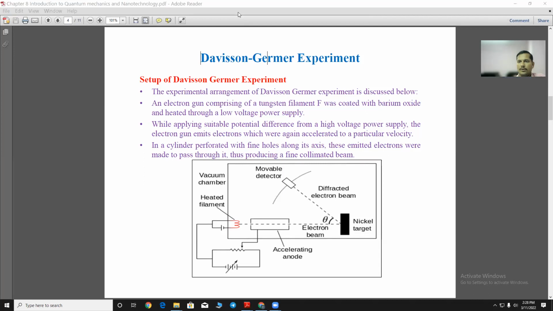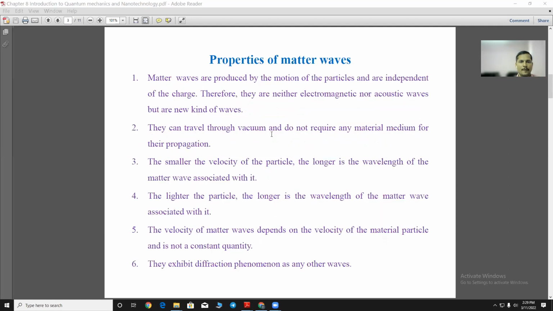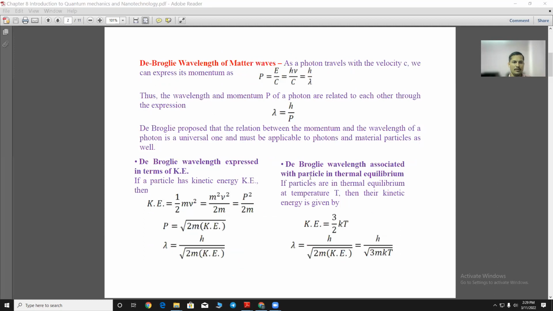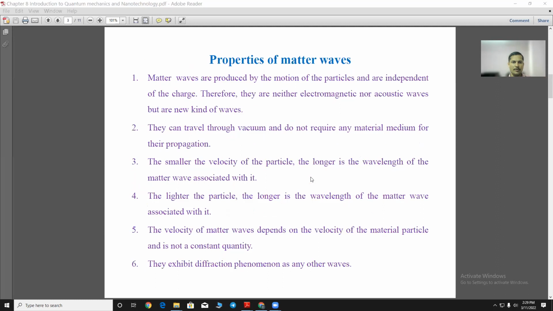So today we have to continue the previous point what we have started. So just let me revise what we have discussed. This introduction to quantum mechanics we have started, where we have completed some terms like de Broglie's hypothesis, then de Broglie wavelength expressed in terms of kinetic energy and thermal equilibrium, then properties of matter waves.